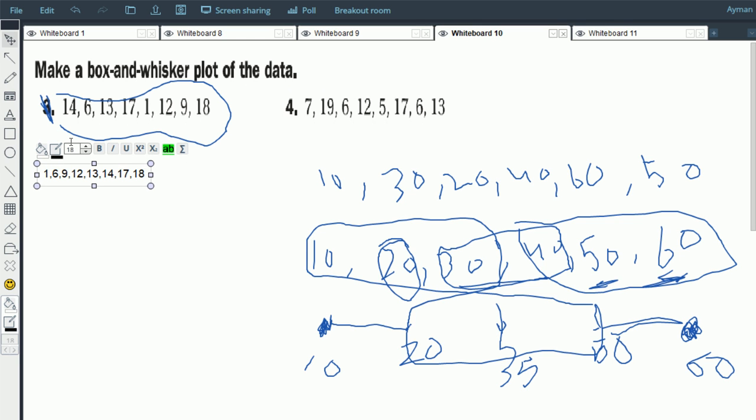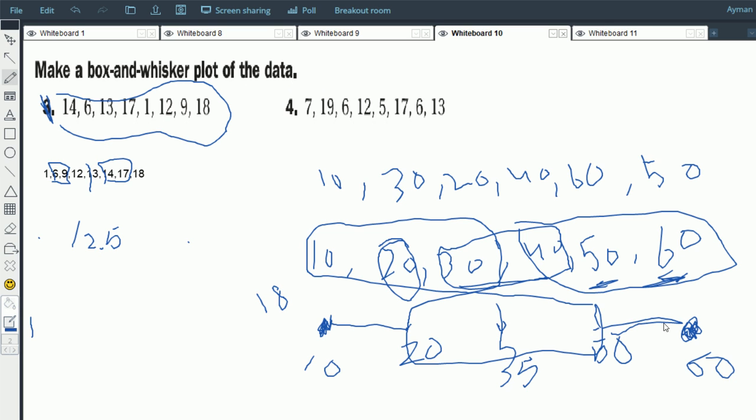How many numbers here? 1, 2, 3, 4, 5, 6, 7, 8. Eight, which means what? We will add the two in the middle, and we will divide them by 2, which is 12 plus 13, 25. 25 divided by 2 will be 12.5. Here, 12.5 will be the median. Then we will add these two numbers divided by 2 to represent upper quartile, and these two numbers divided by 2 to represent lower quartile. Where is the lower extreme? 1. Where is the upper extreme? 18.